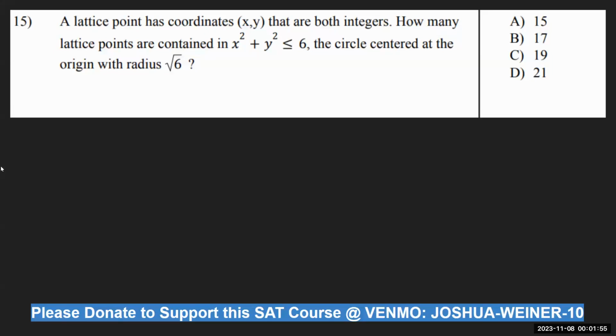All right, first of all, we're starting with lattice points. A lattice point has coordinates x, y that are both integers. How many lattice points are contained in x squared plus y squared is less than or equal to 6? That is the circle centered at the origin with a radius of the square root of 6. Interesting problem. If you're in pre-calculus, you want to do problems like this. This is the real deal.